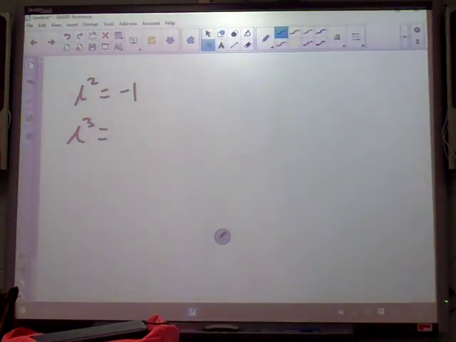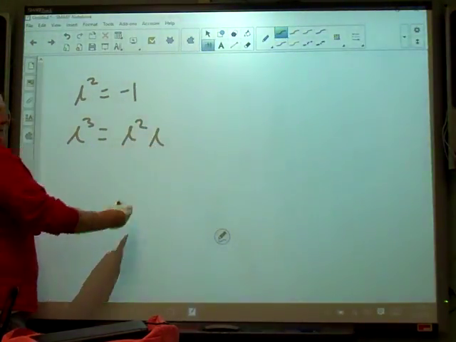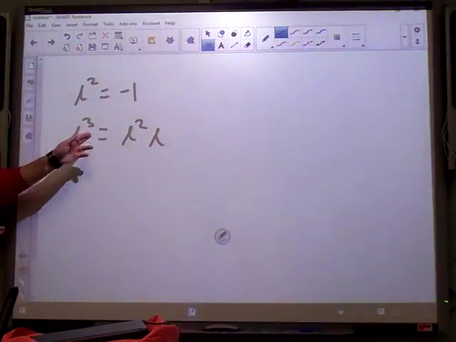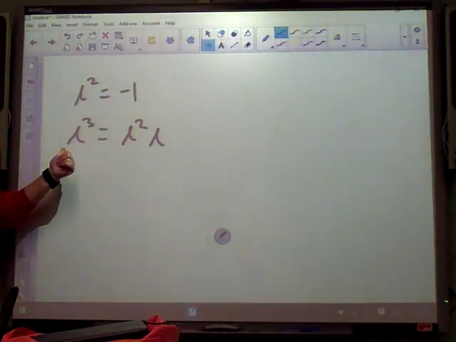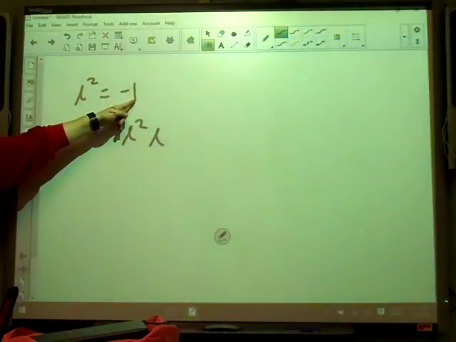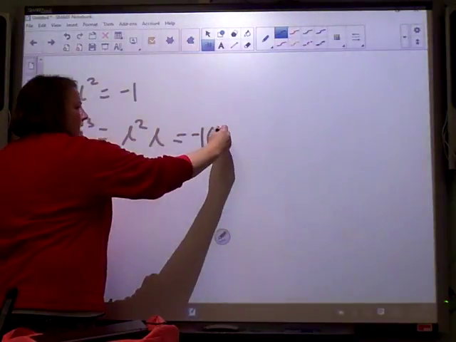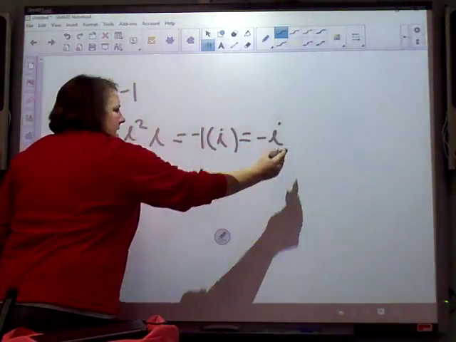Okay, I'm going to show some steps on how to get that. i cubed is the same as i squared times i, isn't it? Wouldn't 2 and 1 make 3? Right? It's not too deep right there. But what's i squared the same as? So this is the same as -1 times i, which would be -i.